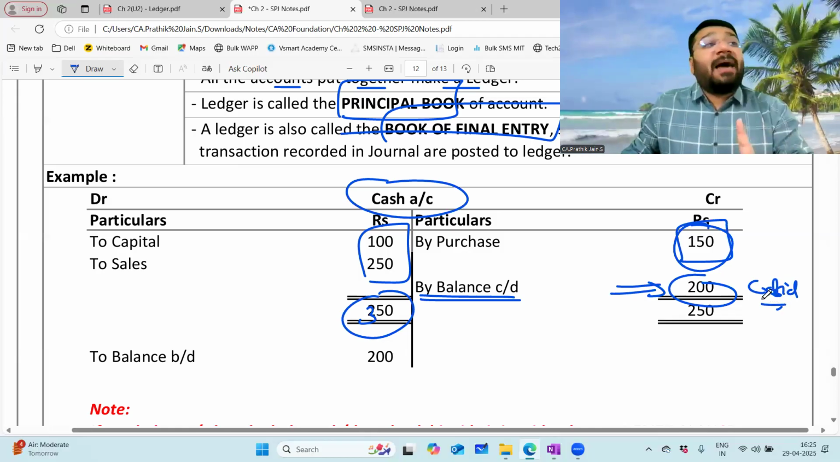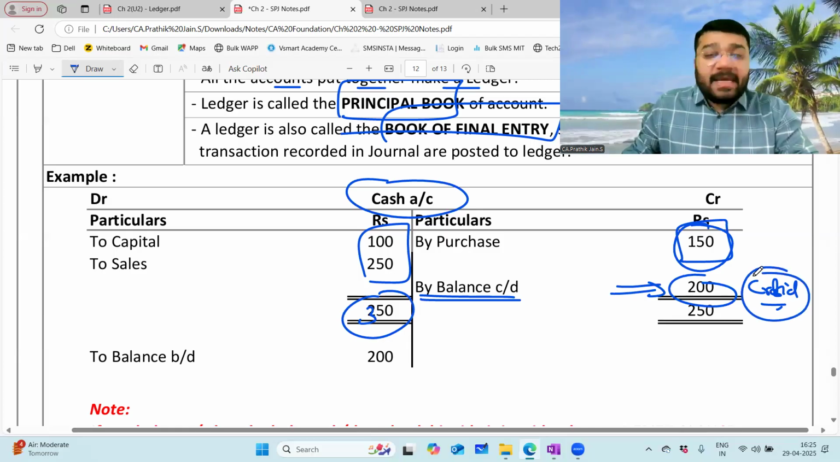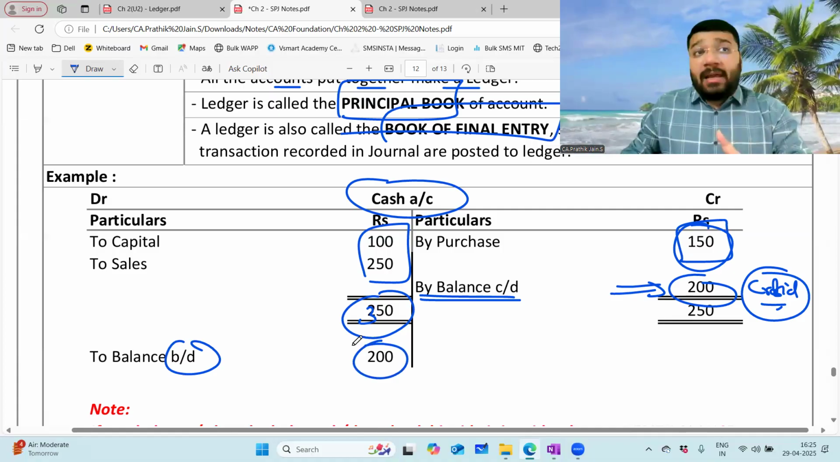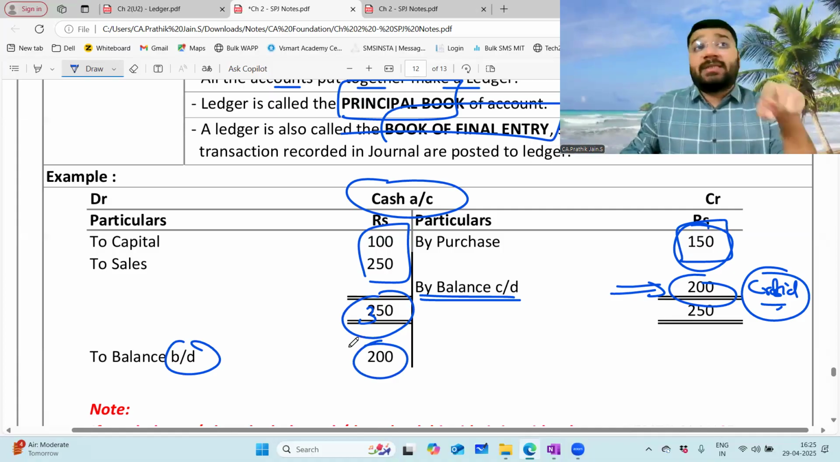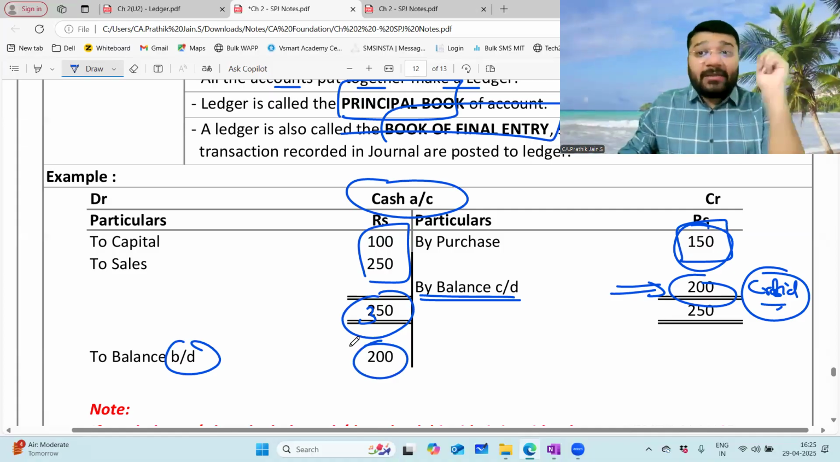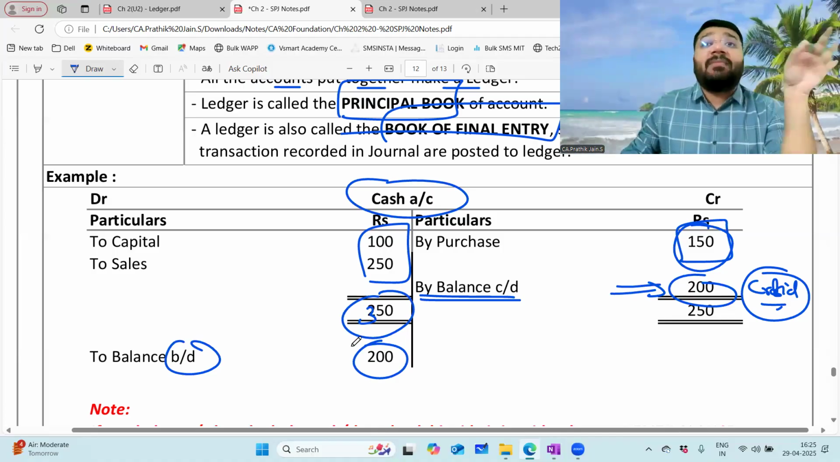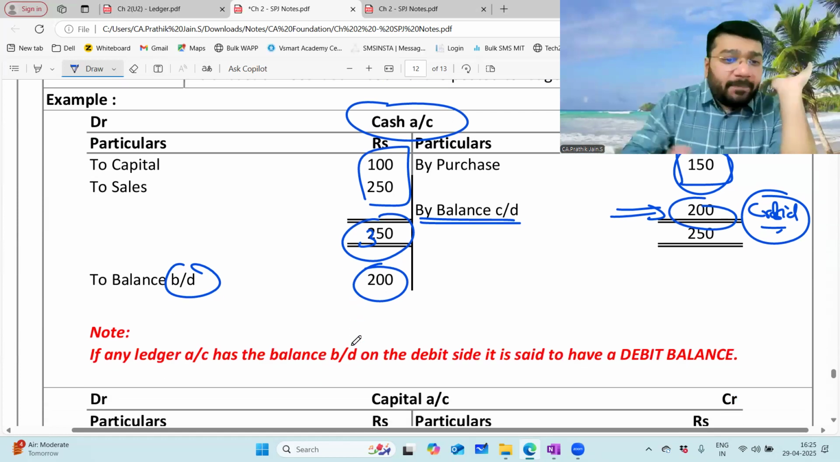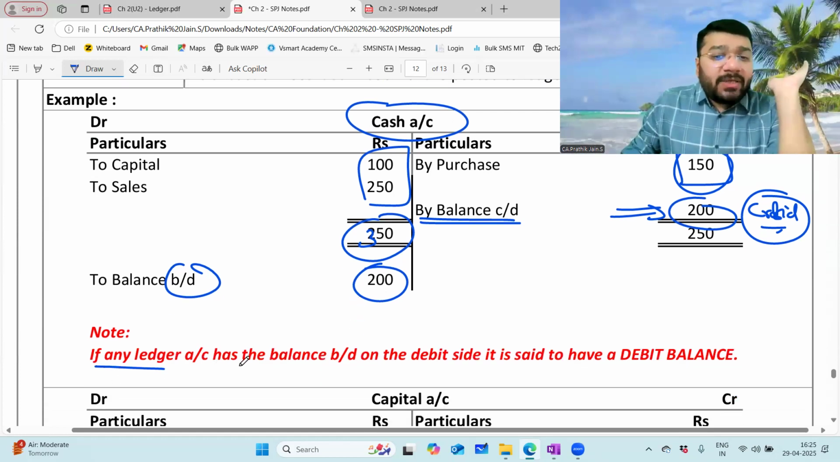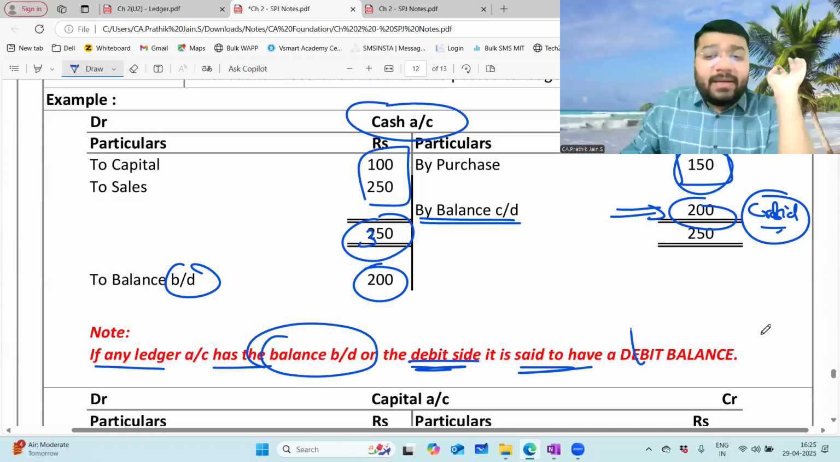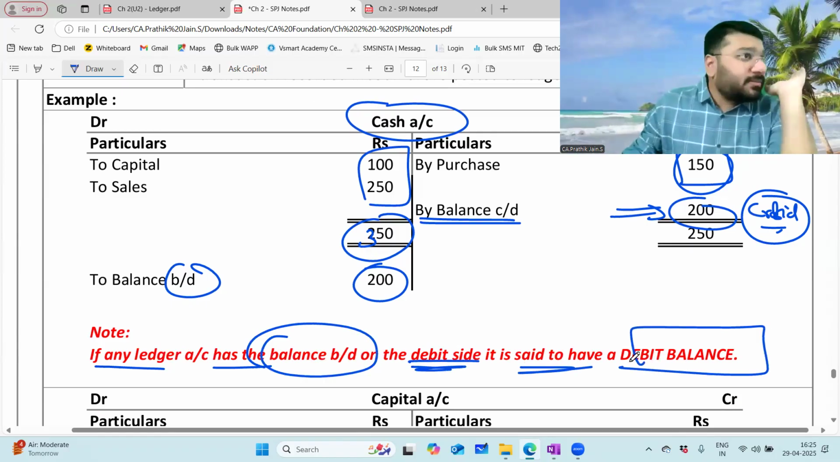For assets, always balance carried down will come on the credit side, and the balance brought down will come on the debit side. Based on brought down balance or based on carried down balance, which will you decide whether this is debit balance or credit balance? Always based on the brought down balance, you'll decide whether the account is having a debit balance or credit balance. So if the ledger account has got the balance brought down on the debit side, it is said to have a debit balance.